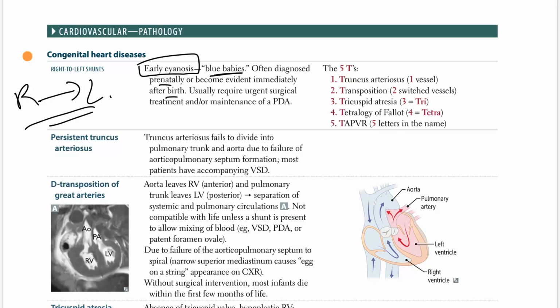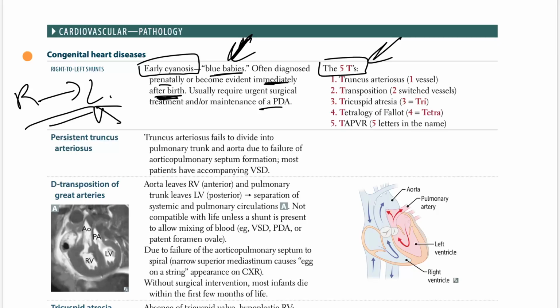Okay, so these right to left shunt diseases, which are the 5Ts, they will be seen right after birth, immediately. So baby is born, the baby is blue. You're gonna think about 5Ts. You're gonna think about right to left shunt, and it is immediately after birth. And it usually requires urgent surgical treatment and or maintenance of a PDA. Important. What are the 5Ts?